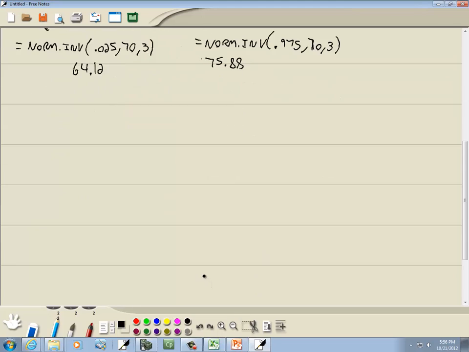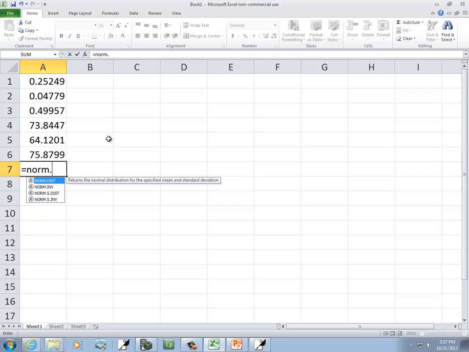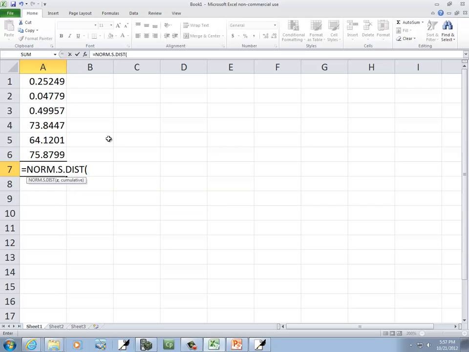Now the last thing I want to mention, if it says that it's standard normal, what they're saying by standard normal is they're saying your mean is 0 and your standard deviation is 1. So your mean is 0 and your standard deviation is 1. Now you could type those in the same functions that we just looked at, or you'll notice equals norm.s, and notice how there's a norm.s.inv and a norm.s.dist.